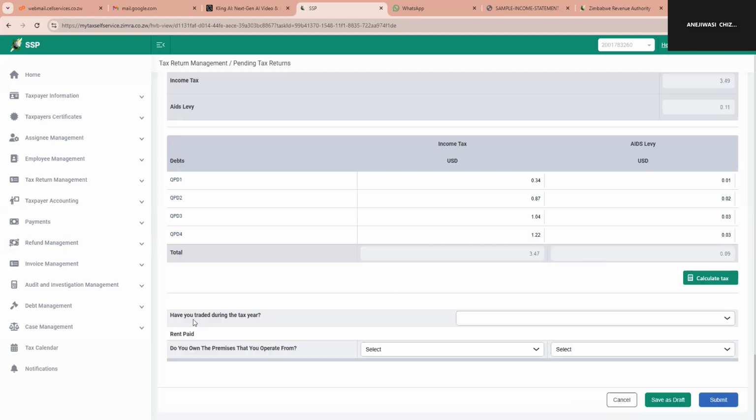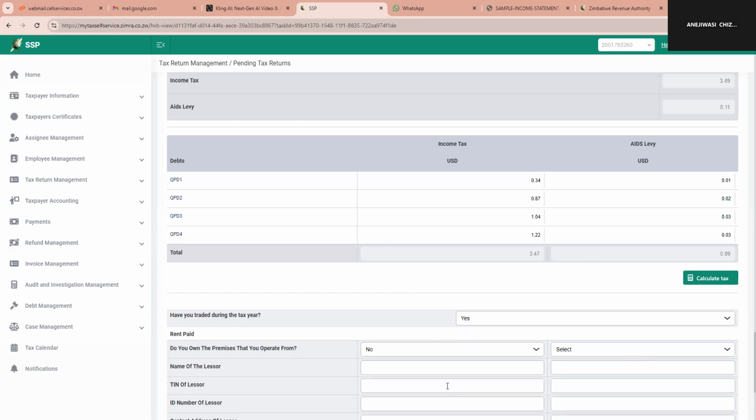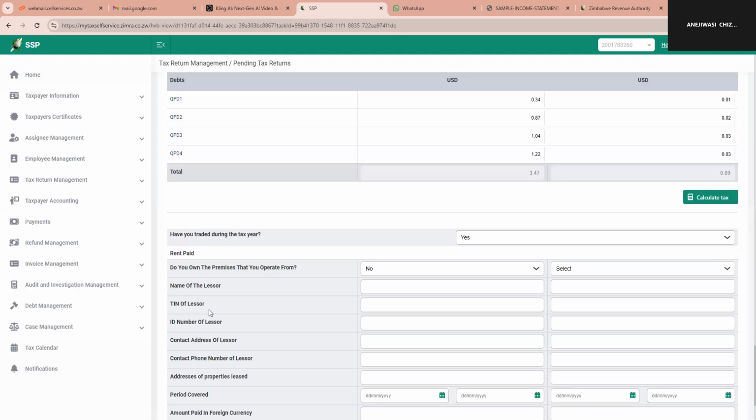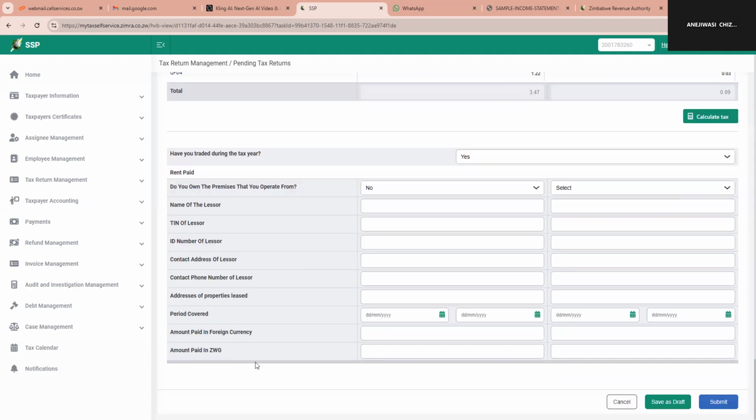Then down here, if you traded during the year, you say yes. Of course, you traded. Did you pay rent? Do you own the premises that you operate from? If you own it, you say yes. If you don't, you say no. Right? Then, of course, if you say no, you then have to put the name of the lessor, the person that you are renting from, their TIN number, the ID number, contact address, and all the other details.